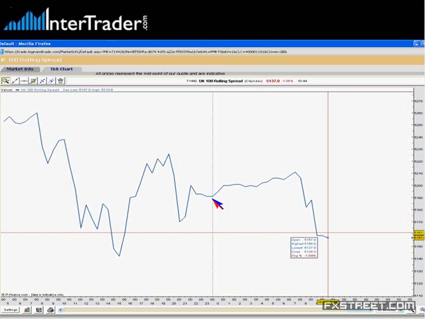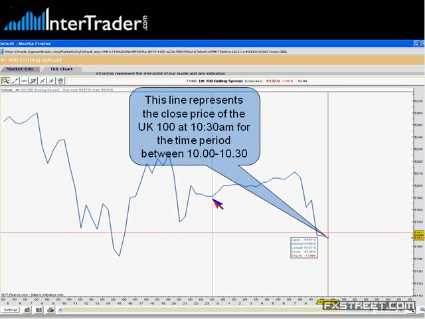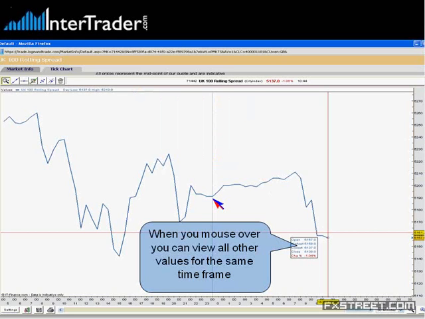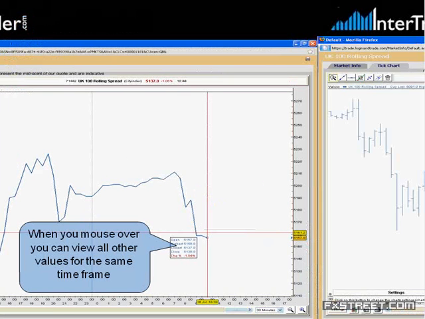So again, we look at our line chart here. We can see that this line represents the close price for the UK 100 at 10:30, and we can see where the actual last price was traded. When you move your mouse, you can view all the same values over the time frame. Any good piece of software, like the integrated charts we're using, will show you the high, the low, the open and the close at any period that we drag the mouse over on this time frame line.